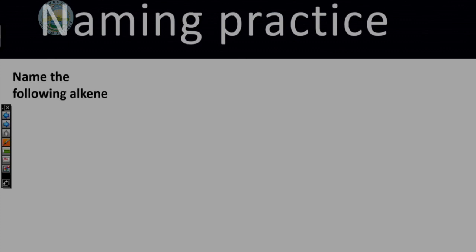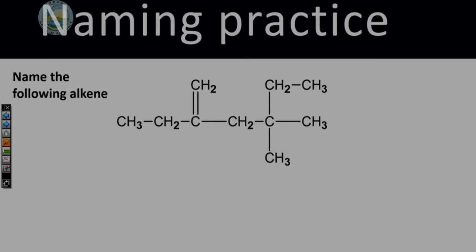So, the question here is asked, name the following alkene. We're just going to start off with a little complex one and then get down to the easier ones. All right, so what have we learned when we are naming? This is a crazy structure, but let us apply what we have learned.